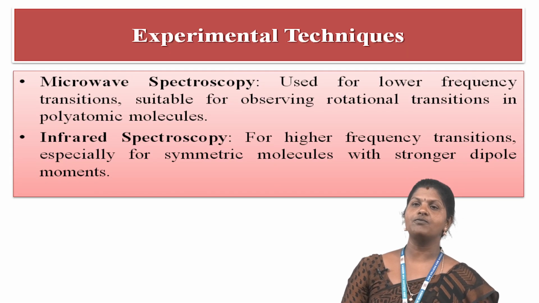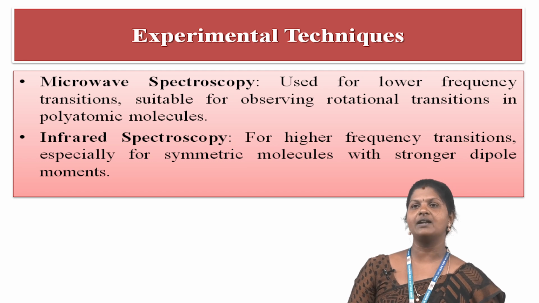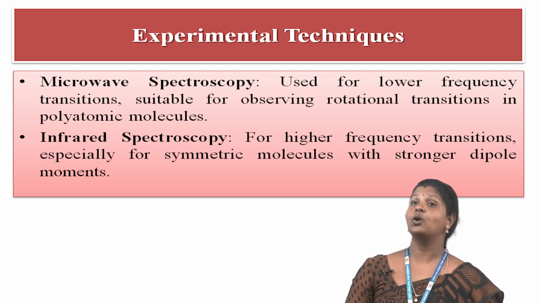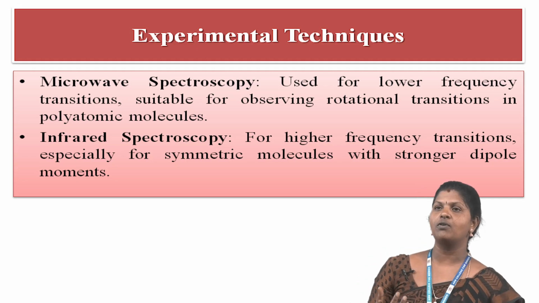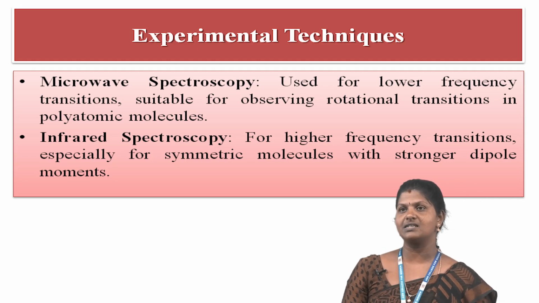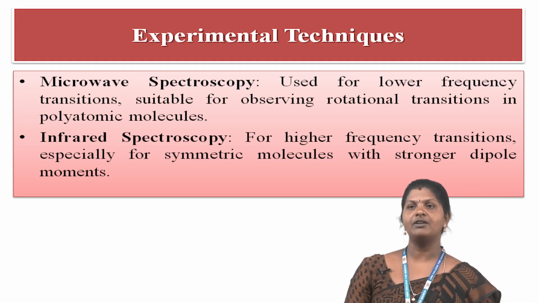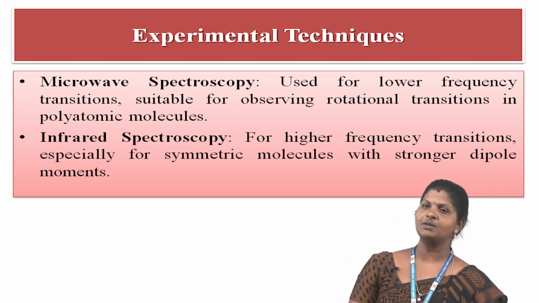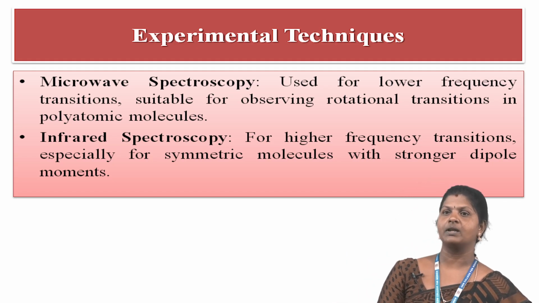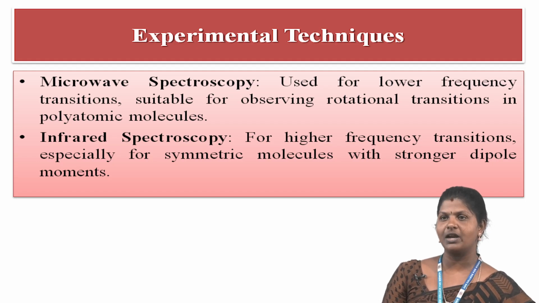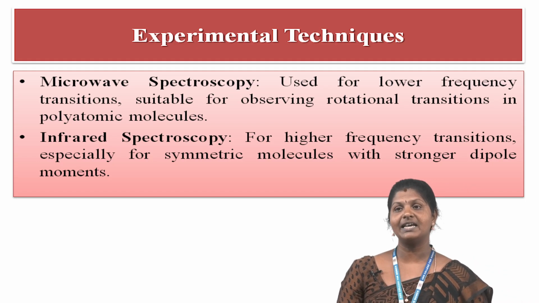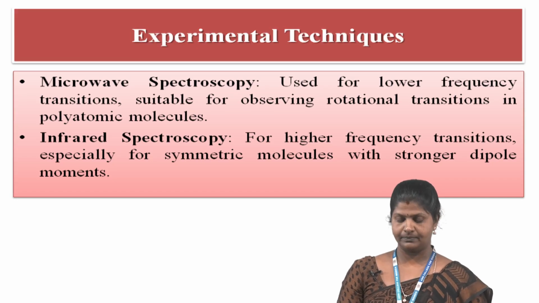The experimental techniques are microwave spectroscopy and infrared spectroscopy. Microwave spectroscopy is used for lower frequency transitions, suitable for observing rotational transitions in polyatomic molecules. Infrared spectroscopy is used for higher frequency transitions, especially for symmetric molecules with stronger dipole moments. The techniques involve exciting molecules to higher rotational states and measuring the resulting radiation absorption or emission.